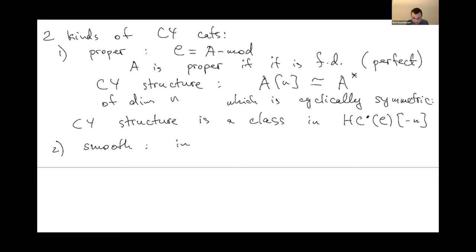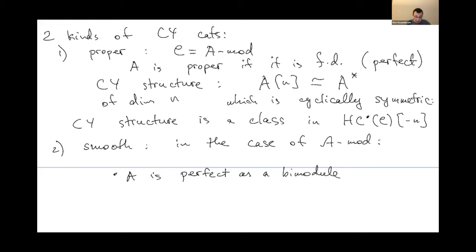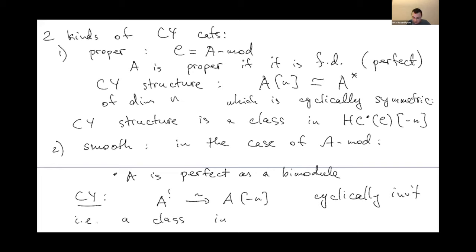But maybe a slightly less familiar one, which is the one that I want to talk about, is smooth. In the case of A modules, this is the following kind of thing. This is the condition that A is perfect as a bimodule. This is what it means to be smooth. And then in this case, the Calabi-Yau structure is an identification of the dualizing bimodule, the dual as a bimodule, shifted by minus n, also cyclically invariant. So this can be formulated as a class in negative cyclic homology.